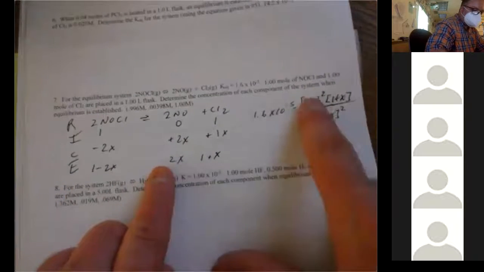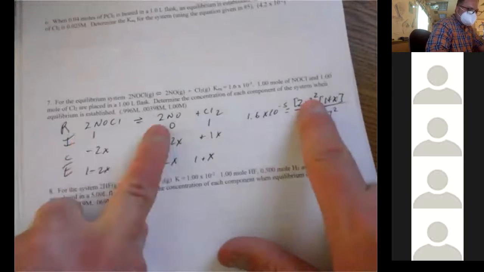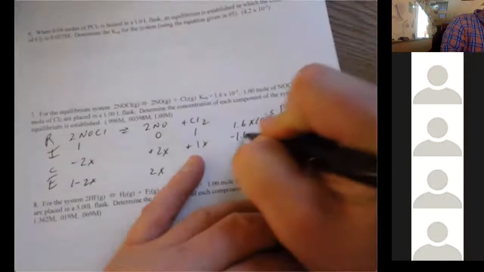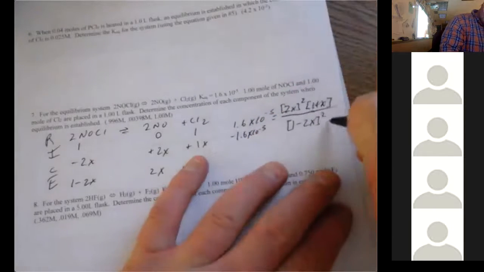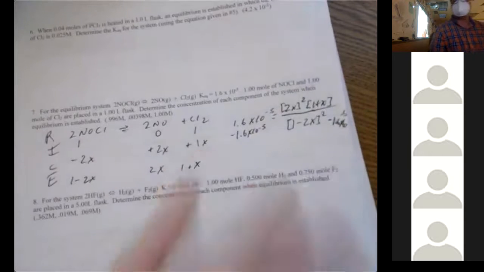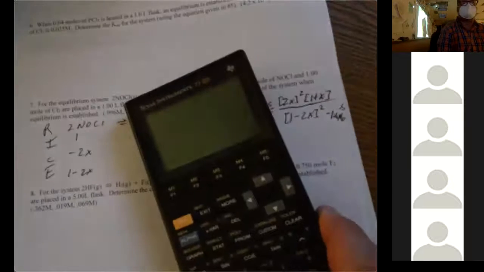Am I writing too fast? Do you guys understand that products go on top, reactants on bottom? We square this one because there's a 2 here, and we square this one because of the 2 here. What am I going to do to both sides? You got it. I'm going to subtract 1.6 times 10 to the negative 5th from both sides. You don't have to do that step if you have what? A fancy calculator, or if you've got the real old calculator, you don't either.